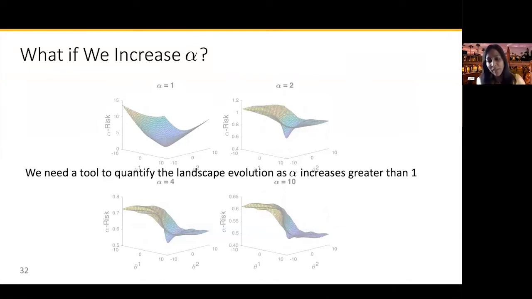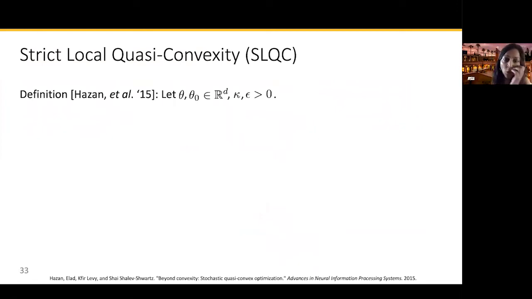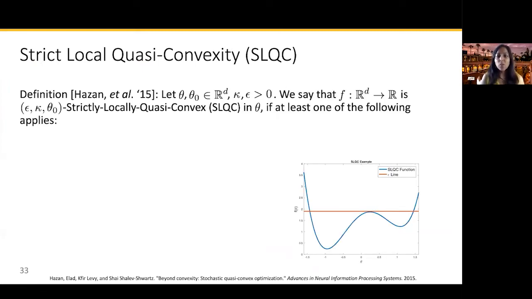The first step away from convexity is quasi-convexity, or one step away from it, right? So Hazan et al., about 5 years back, introduced a definition for quasi-convexity, and they actually called it strict local quasi-convexity, and this is as follows. Okay, you have theta naught, which is your minimum, and you are at some point theta, and you need two constants, kappa and epsilon. They're non-negative. So a function f of theta, right, and it maps from the d-dimensional space, obviously, to the reals, is epsilon, kappa, theta naught, with respect to that minimum point, strictly locally quasi-convex, if one of the following apply.